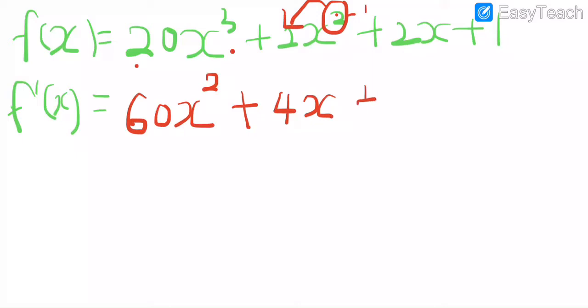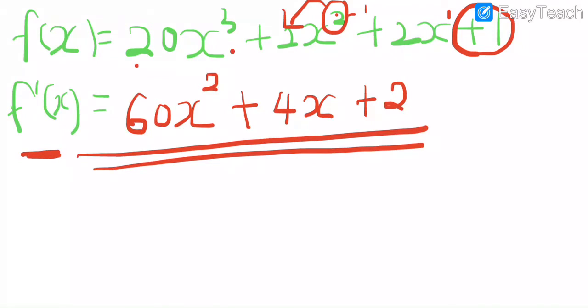Plus this x is actually power of 1, but normally we do not write the power of 1 there. So 1 times 2 is 2. So x, 1 minus 1 will be 0, so there will be no more x. Okay, then how about this one? There is no x, so you cannot differentiate it. So the first differentiation is this.